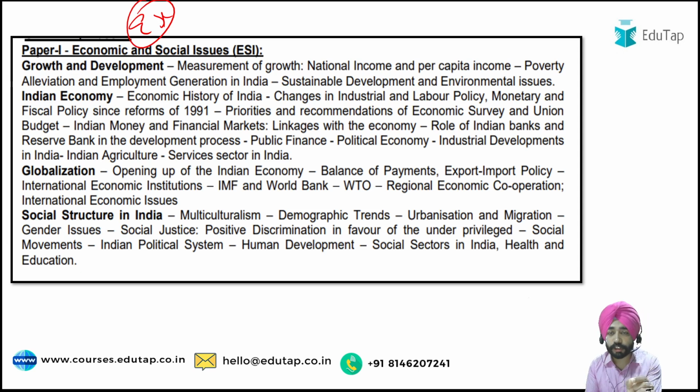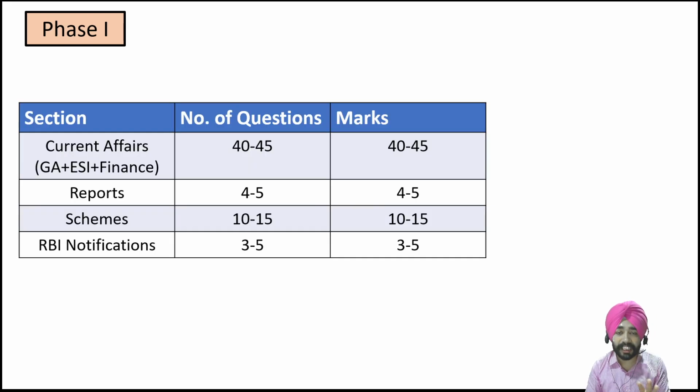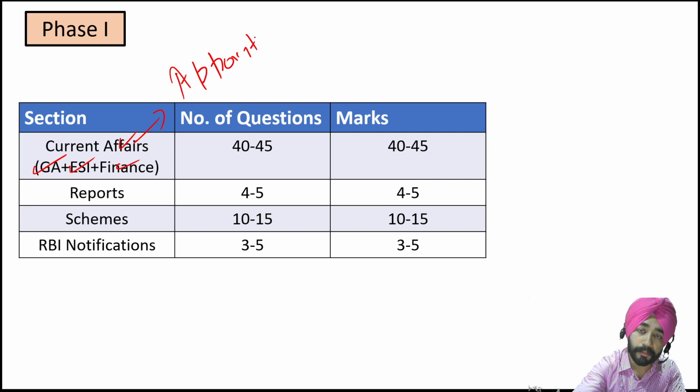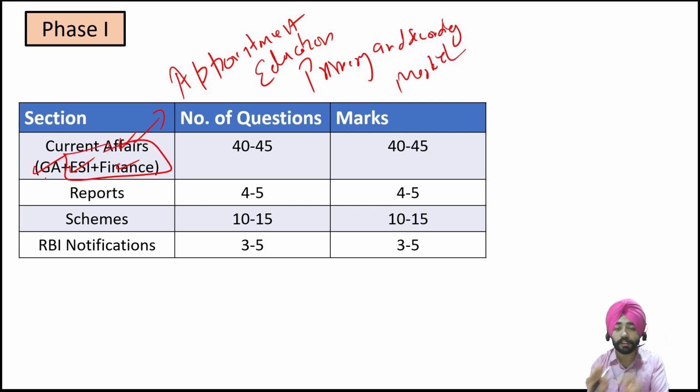Now guys, when I talk about the analysis of PYQs, based on the analysis, I have divided the current affairs into 4 parts, and I will also be discussing the weightage with you. For phase 1 guys, you can see there are 4 different sections. First is common current affairs, where you should be thorough about GA current affairs, ESI and finance current affairs. When I talk about being thorough, you can see a question can be asked on appointments, a question can be asked related to the education sector, a question can be asked regarding the primary and secondary market. That is why for ESI and finance you should be really thorough with the syllabus.